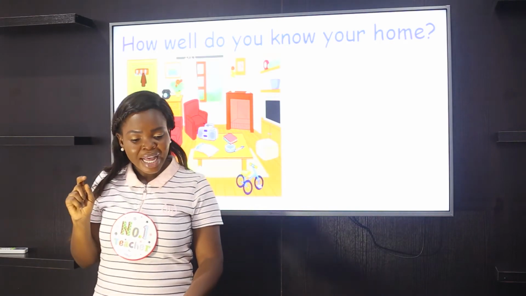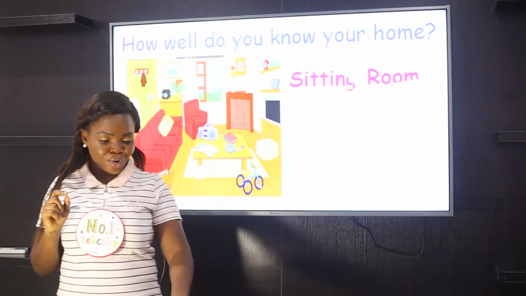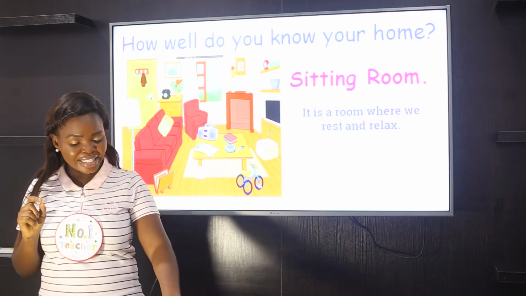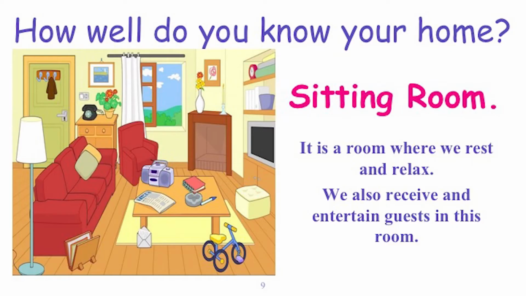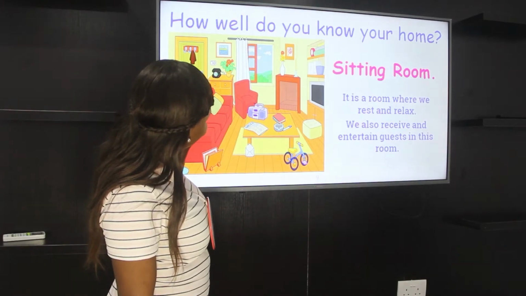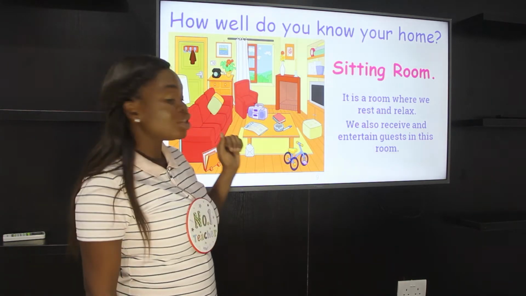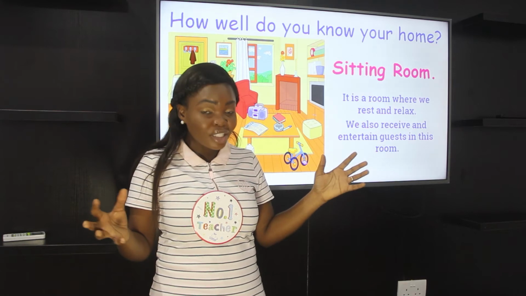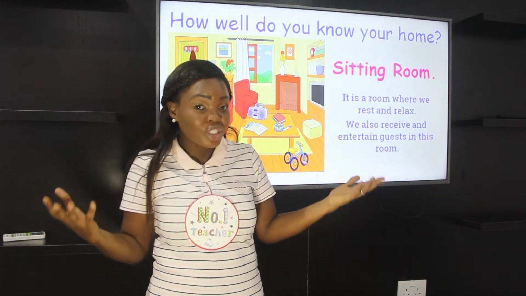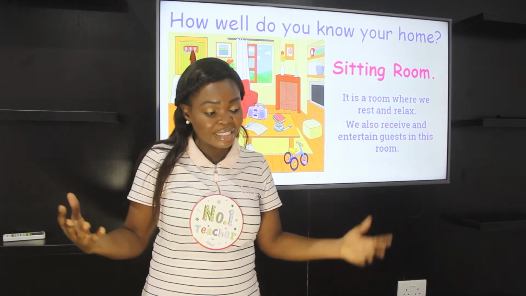So we move on. How well do you know your home? Of course now. Look at that. It is a room where we relax, we receive and entertain visitors. What room could this be? A sitting room. Look at this one. Lovely. We can see chairs, we can see the TV, we can see beautiful decorations. So this is a place where we relax, we can watch TV, we can receive and entertain guests. Next room in the home.